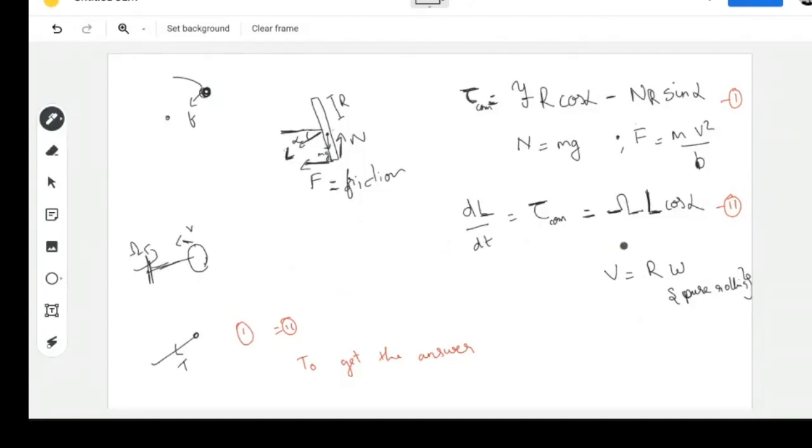So the coin is leaning at an angle alpha, and you'll see that once this coin keeps rolling, the vertical direction angular momentum is not going to change, but the horizontal component will change. That's why it depends on this cos alpha. Can you see that?